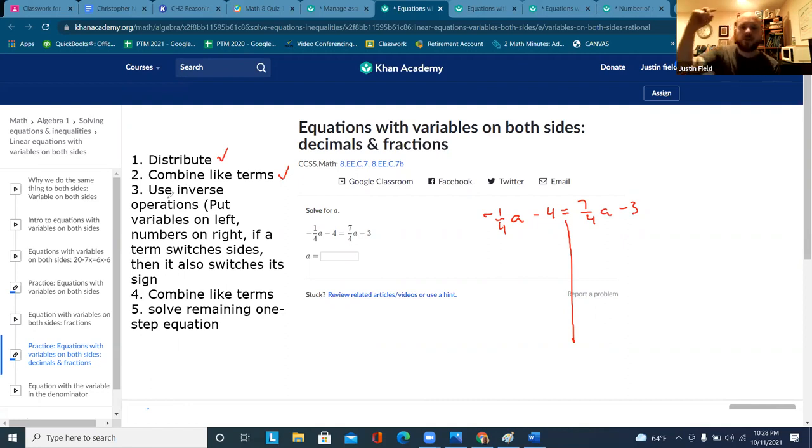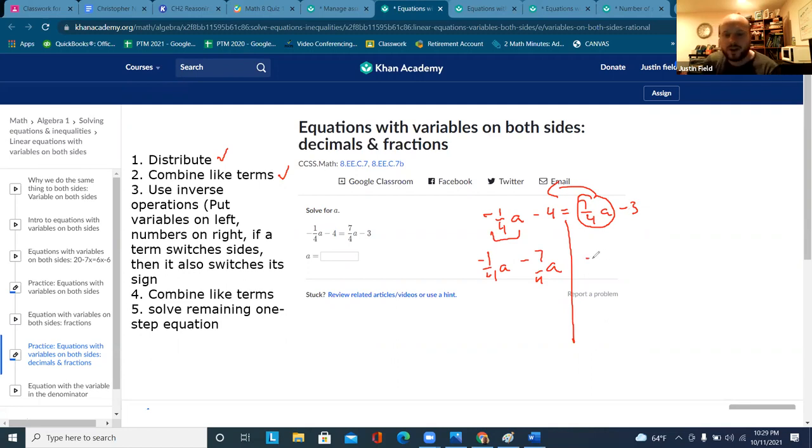I'm going to put the variables on the left. And hey, this one is already on the left, so I'm just going to rewrite it. But this one, circle it, it's moving over to the left. So it's going to have a negative 7/4 a. And now my numbers are going to the right.